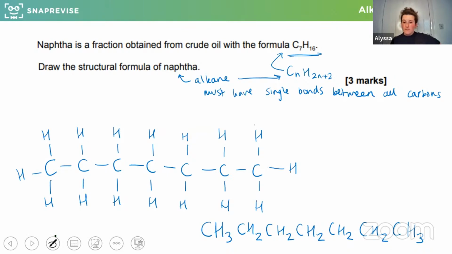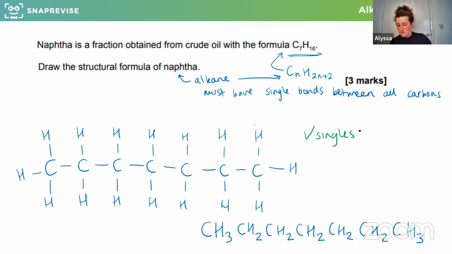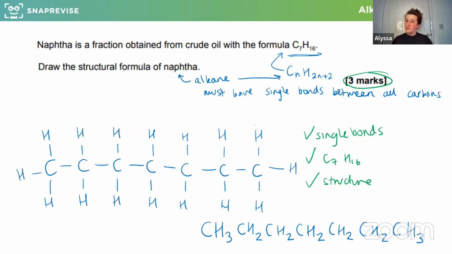What do we get the marks for? We get a mark for the single bonds. 1 mark for showing they're all single bonds. One mark for having the correct formula, C7H16, so for having the right number of carbons and the right number of hydrogens. And then the final mark is for the full structure, all in a line, all bonded to each other, 3 marks. So if you made a couple of mistakes, perhaps you got the right number of carbons, but you didn't get the right number of hydrogens, you could still pick up some marks here, which is good.